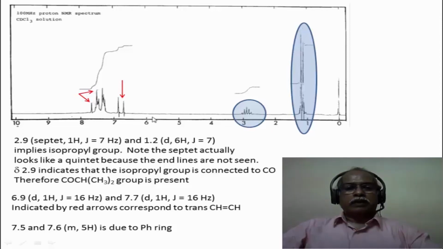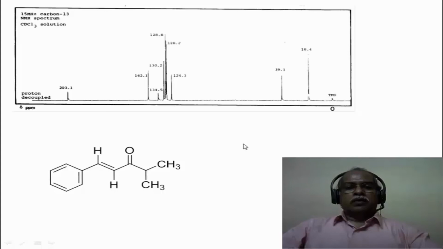If you measure the coupling constant between these two lines, the frequency is 100 megahertz, so between 6 and 7 ppm it is 100 hertz. Roughly this would correspond to somewhere around 15 or 16 hertz, which corresponds to the trans CH double bond CH in this particular case. So the molecule is isopropyl styrene ketone.